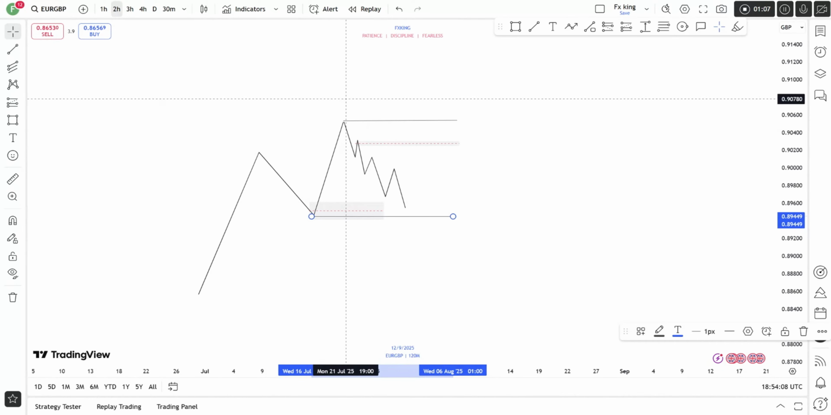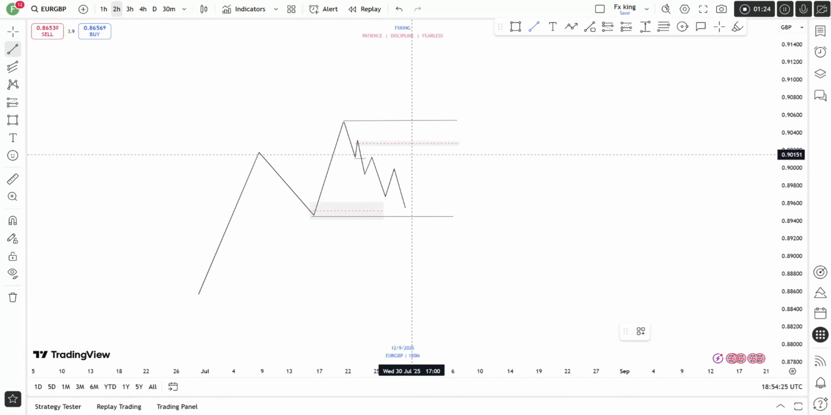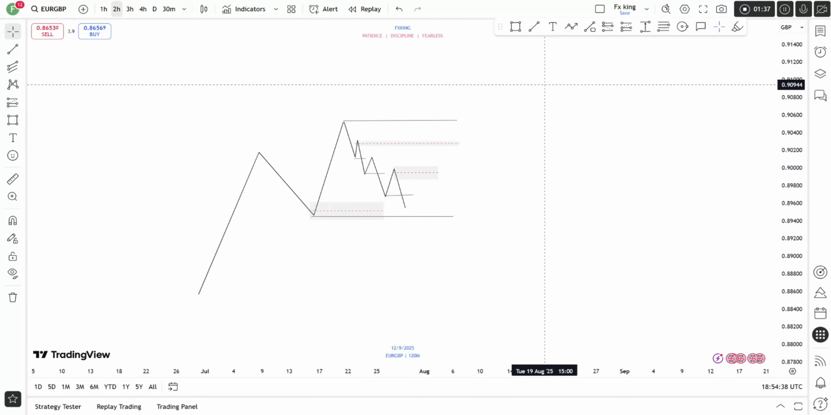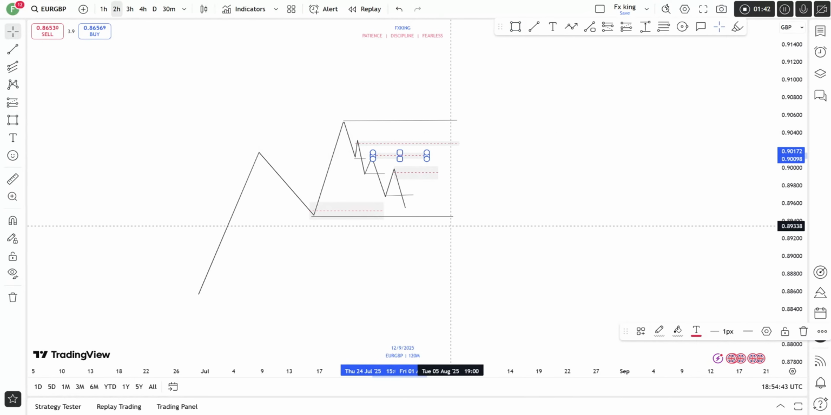I've already identified this range, and I've already identified that the market is playing in an internal range and it's trading downward. So now I can switch down to my medium time frame. On my medium time frame, what I'll be looking to do is mark out this structure. I mark out all these structures on my medium time frame. Once I've identified all of these structures, then I can look to take a sell.